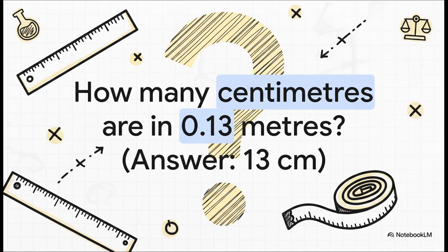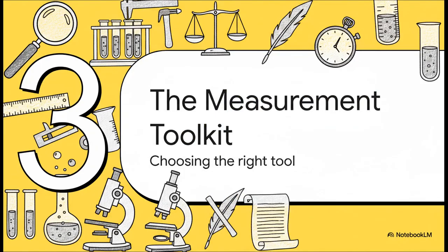All right, let's try a quick one together. You ready? How many centimeters are in 0.13 meters? Well, remember that centi deals with hundreds, so all we have to do is multiply by 100. And the answer is 13 centimeters. See? Not so bad.